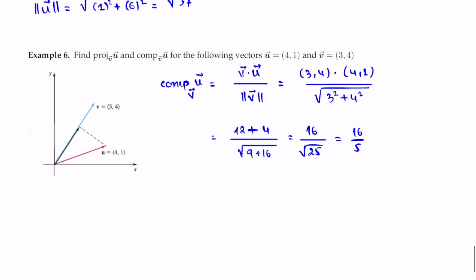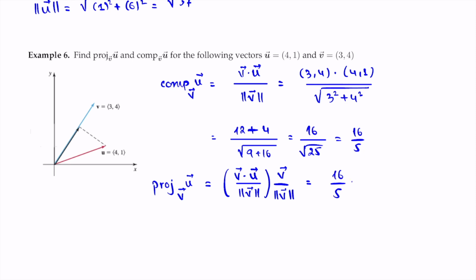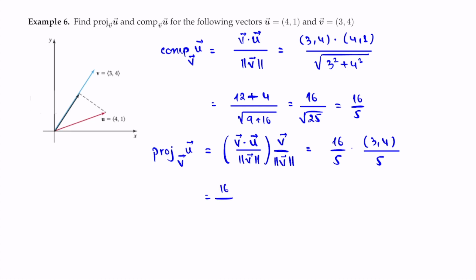And now for the projection vector of u onto v, you have v dot u divided by the magnitude of v, multiplied with the unit vector of v. So this part of the formula we already calculated, which gives you 16 over 5. You multiply with v. Again, this is regular multiplication. v is 3, 4. And the magnitude of v is 5. So you get 16 over 25 times 3, 4.